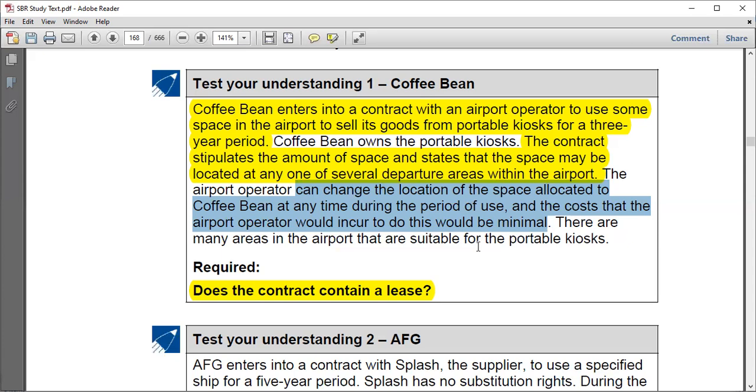Now, you are given a question like this in an exam. If you need to explain and see whether there is a lease or not, you have to refer to the standard, to what the standard says. Don't just say, oh, there's a lease or there is no lease. You have to specify that. Maybe before proceeding, who could help us with this? Does the contract contain a lease or not?